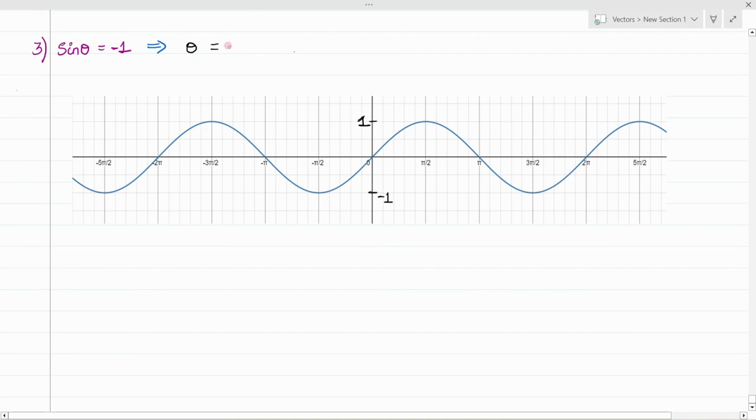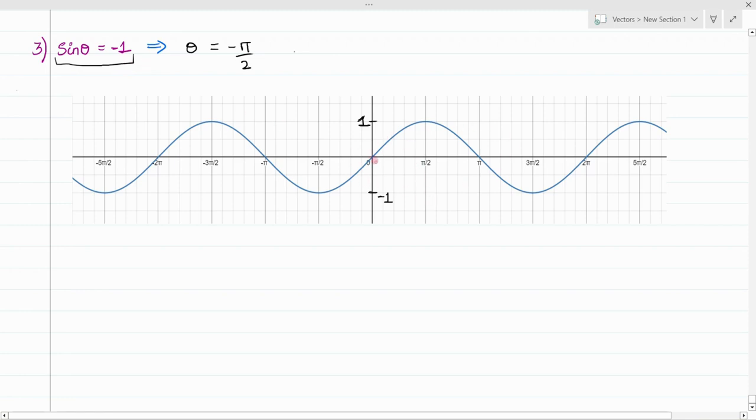It is minus pi by 2, right? Because we have seen the basic trigonometric table, and these are the values we have known earlier. But this is just one solution for this equation, because there are infinitely many solutions for these trigonometric equations. So let's see how it is.